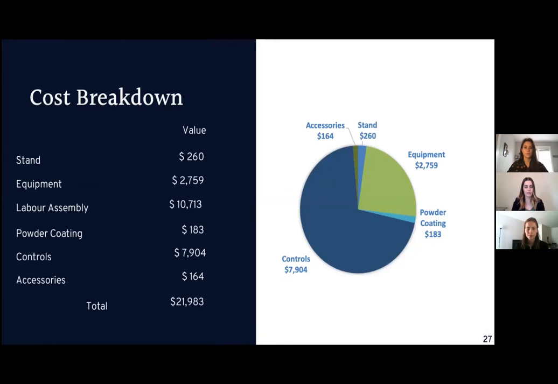We then have a cost breakdown. Here on the left-hand side, we have a table showing the actual material value of each of the components and labor. So we broke this down into the stand, the equipment, which includes the variable air volume units and the fan coil, labor and assembly cost, powder coating of the stand, controls, and then accessories such as the light bulbs and light fixtures. We should also note that we had a generous donation from Price Industries on both the equipment and the controls. And then on the right-hand side here, we just have a pie chart showing the allocation of each of those material costs, not accounting for the donations.